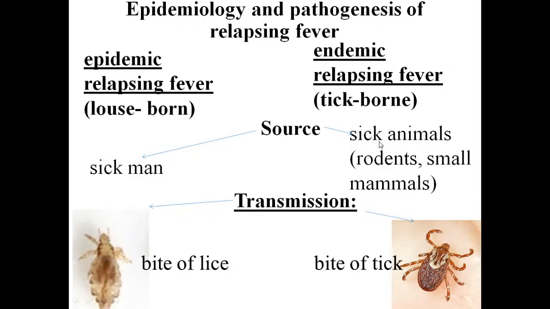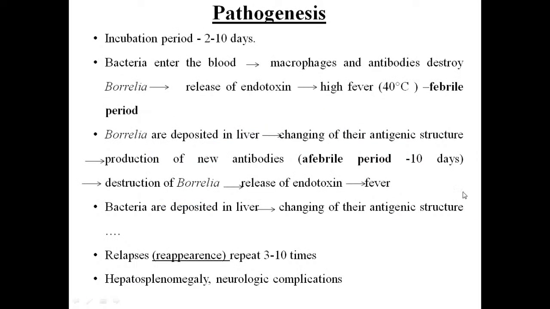In endemic relapsing fever, sources are sick animals, mostly wild animals, rodents, small mammals. These are not house rats, not house rodents, not sewer rats. Transmission is biting of lice in epidemic relapsing fever and biting of ticks in endemic relapsing fever. What about pathogenesis? Incubation period lasts from 2 up to 10 days.